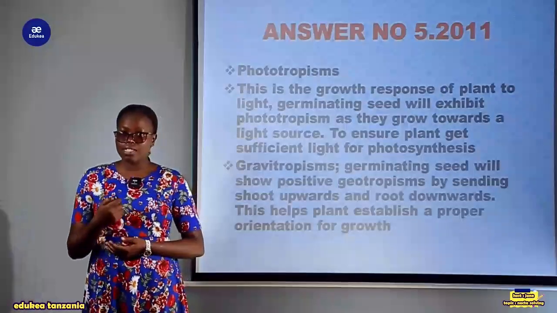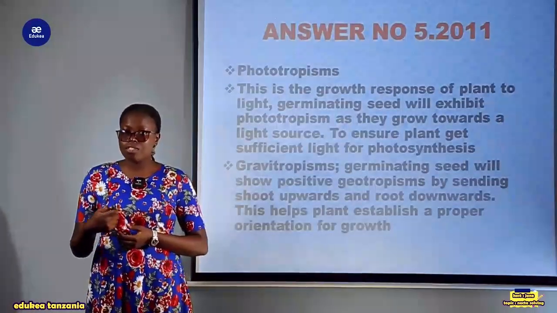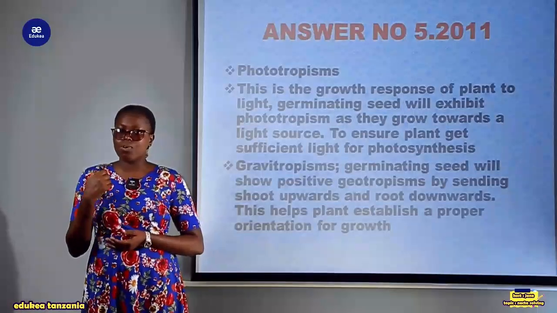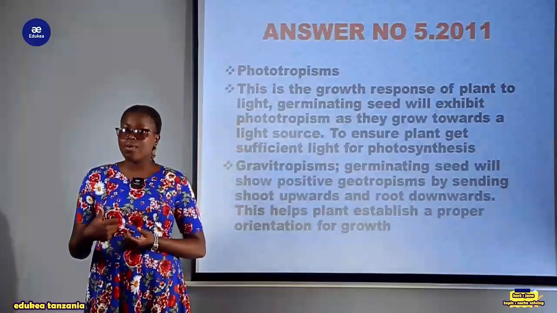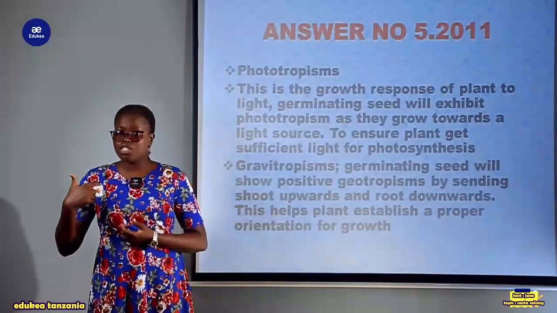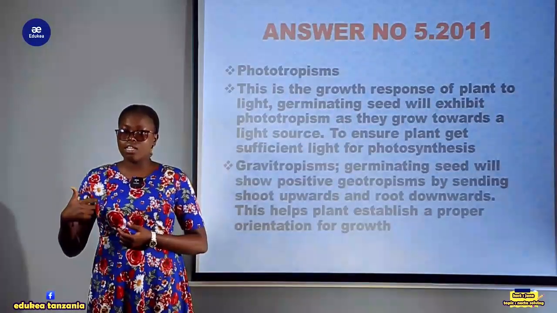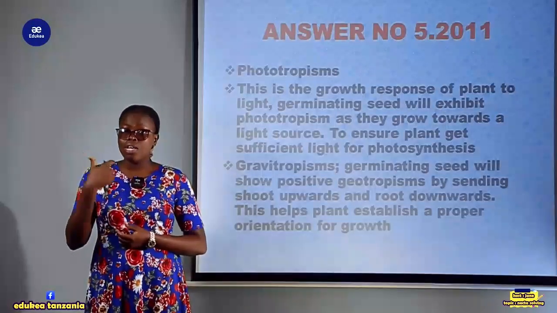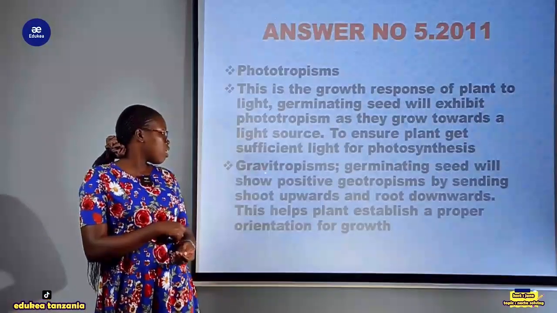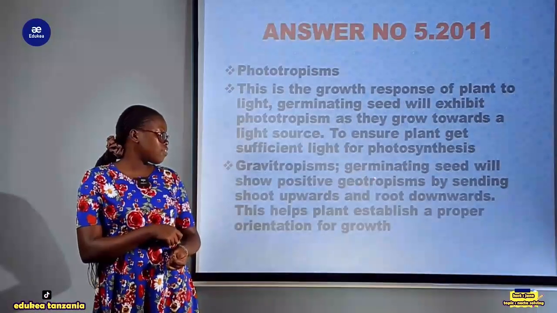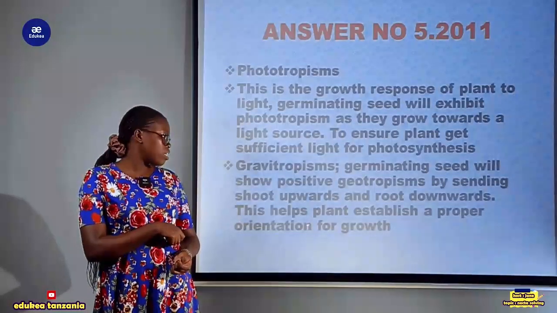Also, the germinating seed will exhibit gravitropism, which is a growth pattern in response to gravitational pull, and this is usually exhibited by the roots. The root tends to grow downward while the shoot tends to grow upward. So the germinating seed roots will exhibit positive geotropism, while the shoot will exhibit negative geotropism by going away from the force of gravity. So in gravitropism, the germinating seed shows positive geotropism by sending the root downward and the shoot upward. This helps the plant to establish proper orientation for growth.